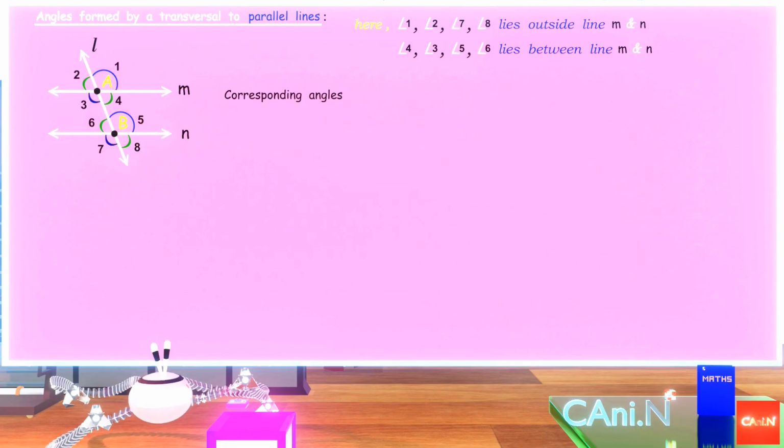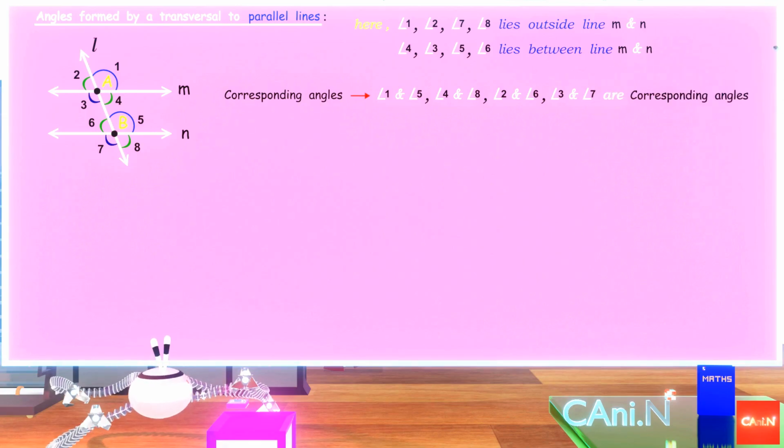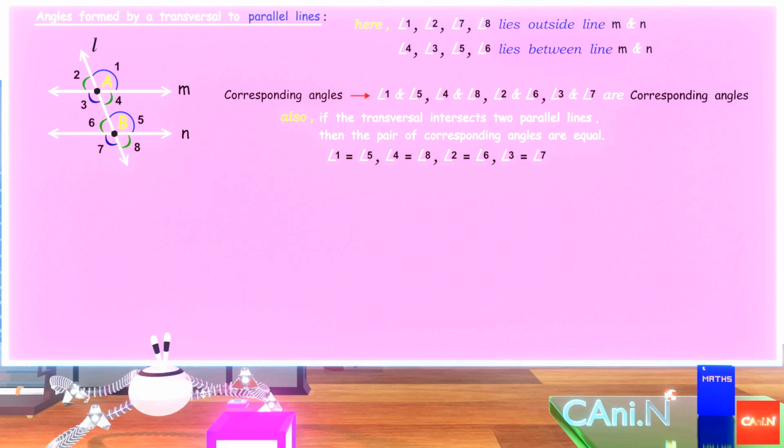Angles formed by a transversal to parallel lines. Corresponding angles. Here, angles 1 and 5, angles 4 and 8, angles 2 and 6, angles 3 and 7 are corresponding angles. Also, if the transversal intersects two parallel lines, then the pairs of corresponding angles are equal. That is, angle 1 equals angle 5, angle 4 equals angle 8, angle 2 equals angle 6, and angle 3 equals angle 7.